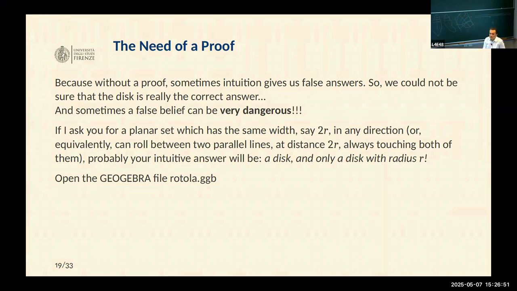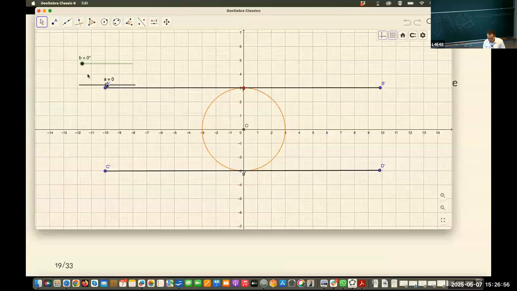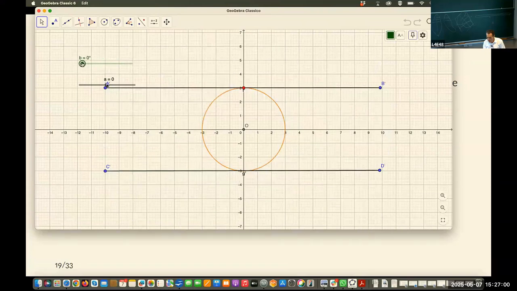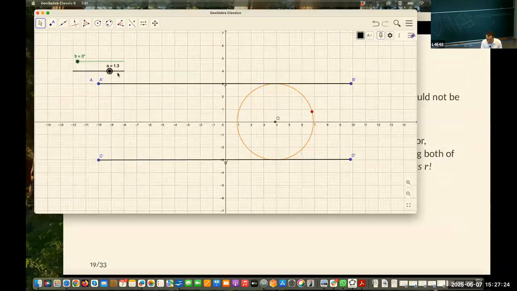So you would probably tell me the disk. The disk of course always has the same width. You roll it between the lines and it's always touching. Do you have any other idea? Is there any other set? You probably think it's very hard, but this is not true.